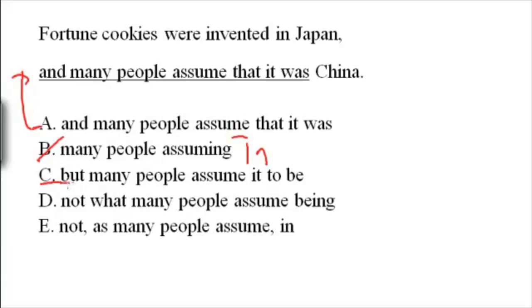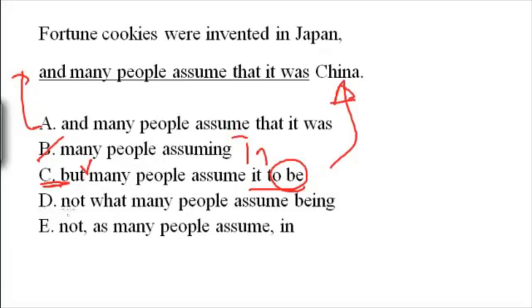So C, this sounds very natural, and a lot of students actually pick C, right? But many people assume it to be China. Okay, so yeah, I kind of agree with this part, right? Many people assume it to be China, right? So invention to be China. That makes no sense, right? So cookies were invented in Japan, and in C it says people assume it to be China. That's not parallel in the sense that it was invented in Japan, but in C it says assume it to be China, right? Not parallel, so we can't have C as an answer.